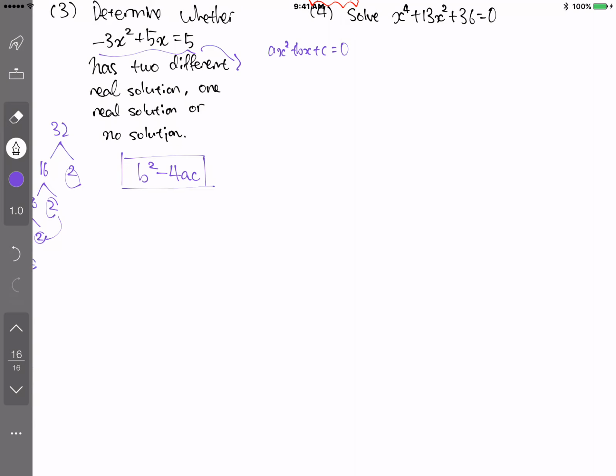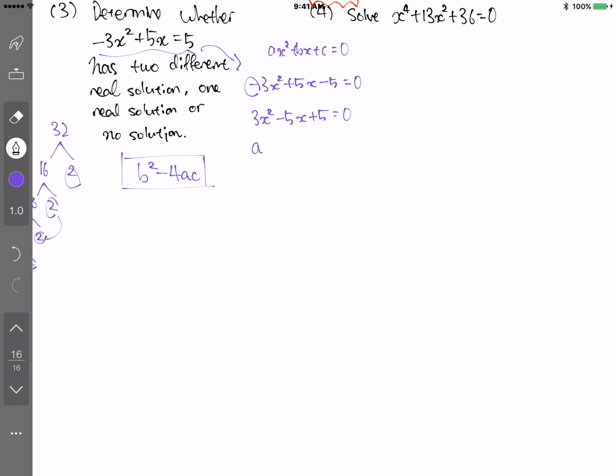And move all of the variables to the left side of the equation. So it'll become negative 3x squared plus 5x minus 5 equals 0. But this is not it. You can actually just substitute the values directly, but I suggest you turn negatives to positive for the coefficient of x squared. So it'll become 3x squared minus 5x plus 5, which is 0.